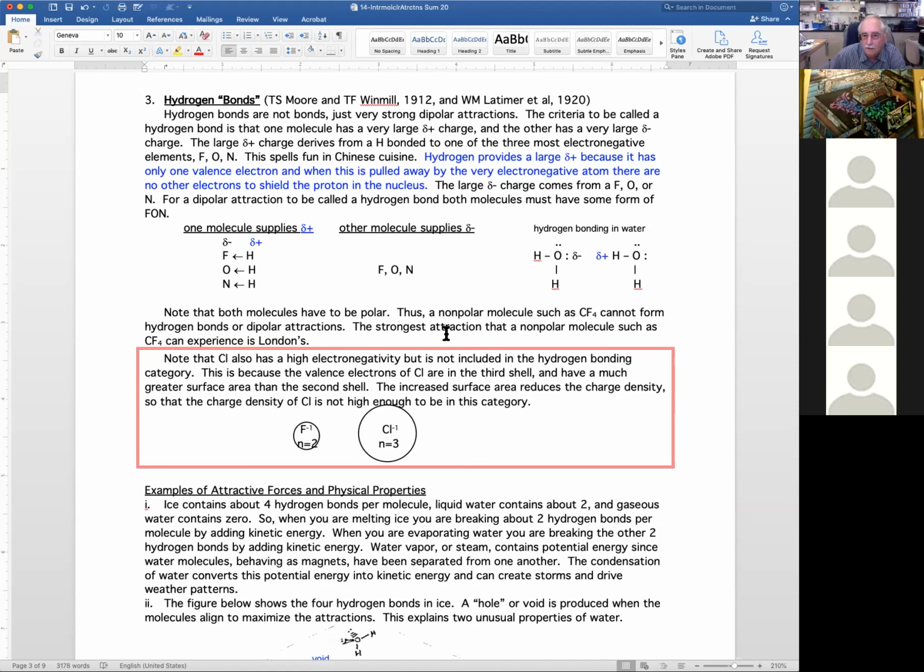So if you look at a non-polar molecule, that's this carbon tetrafluoride. So the carbon-fluorine bond is polar covalent, but yet this is a non-polar molecule because it's symmetrical. My models were closer.